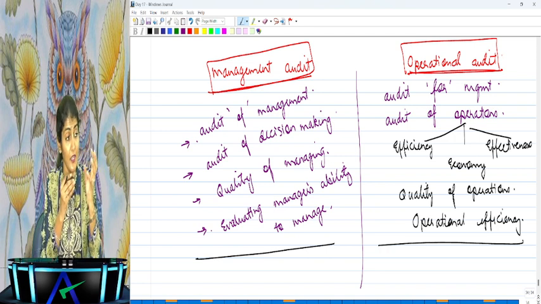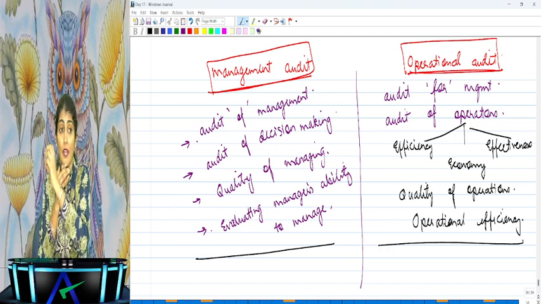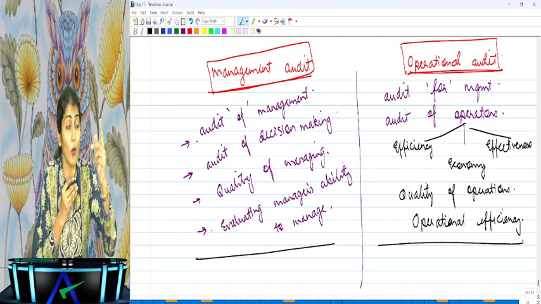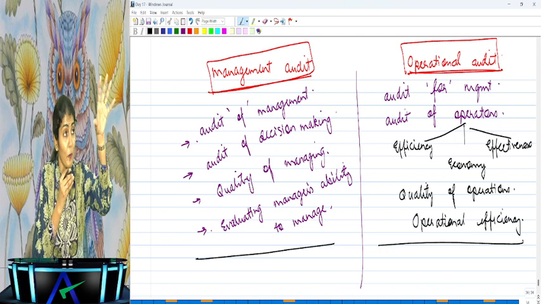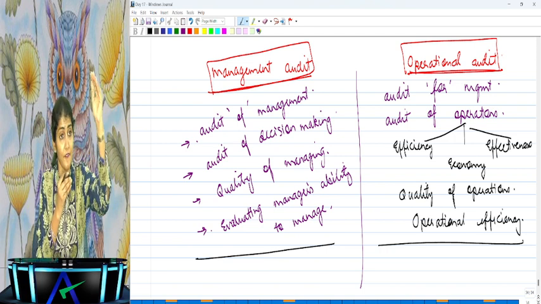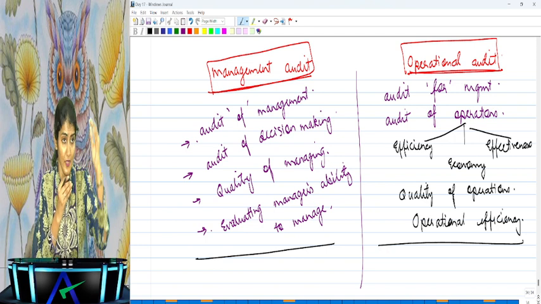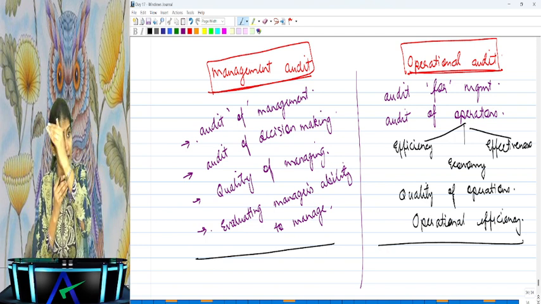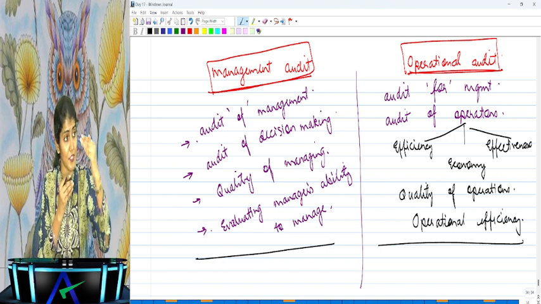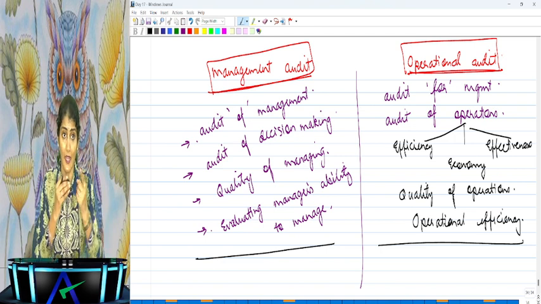Right. You are checking the quality of operations in an organization. Are you able to follow this? Okay. And now look over here. Now, management audit and the operational audit. Okay, if decision making is good, operational efficiency will be good. And if operational efficiency is good, then decision making will be good. Do they go hand in hand?